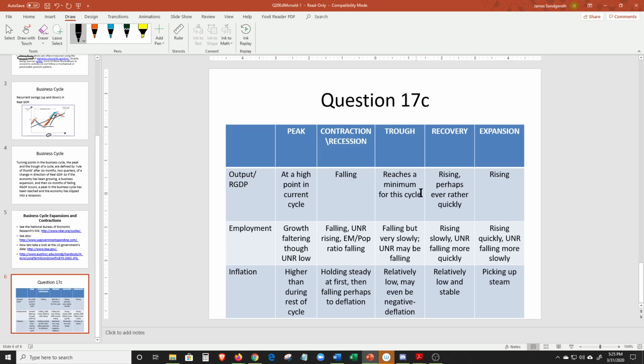And in the recovery, output obviously is rising, and sometimes quickly, but over the last 3 recoveries, it's risen very slowly. From the end of the last recession in June of 2009, I believe it took 2.5 years to get back to the previous high. Amazing.